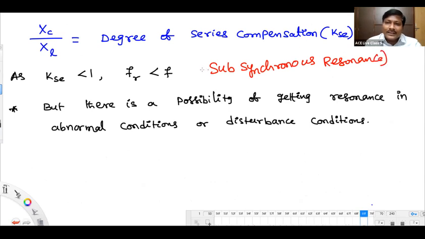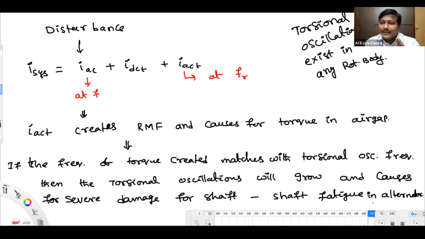Who will be causing the sub-synchronous resonance in the system? Series capacitor placement. And if there is a disturbance, it creates an AC transient current, and that will produce some torque. If the frequency of the torque matches the torsional frequency of the rotor, then the shaft is going to be damaged. This phenomenon we call shaft fatigue in the alternator. This is one of the major disadvantages of the series capacitor placement.